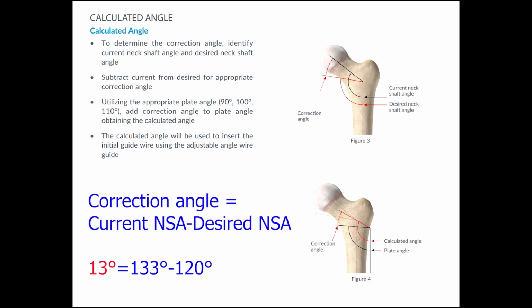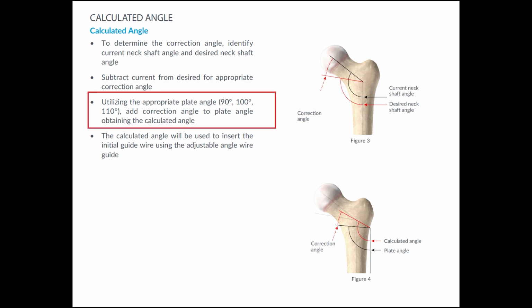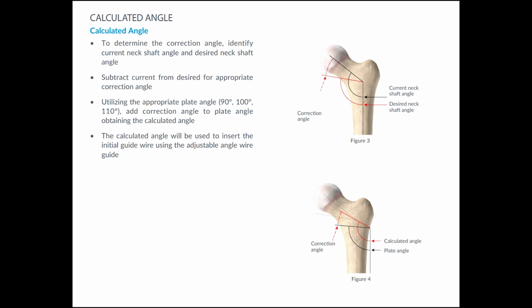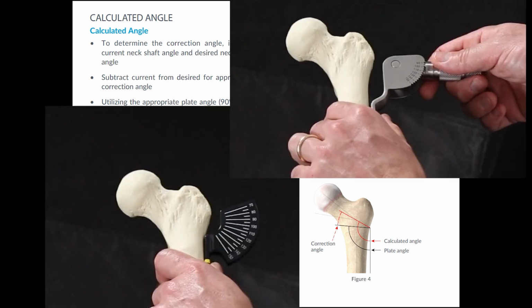Then the second part, you have to choose your plate, whether 90 degrees, 100 degrees or 110 degrees. Suppose you choose 100 degrees, then you add the 100 degrees to the correction angle. Therefore, the calculated angle would be the correction angle plus the plate angle. In our case, we have the correction angle of 13 degrees plus the plate of 100 degrees, so we'll have a calculated angle of 113 degrees. After that, use this calculated angle to set your jigs, and there are two jigs provided by Orthopaedics. One is fixed, which is the bottom lower corner, and the other one is adjustable, which is the top right corner. So this is basically what I call the crazy way.